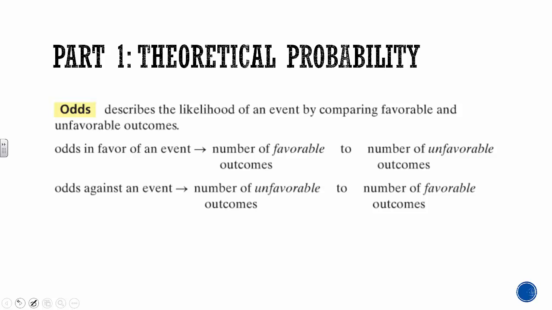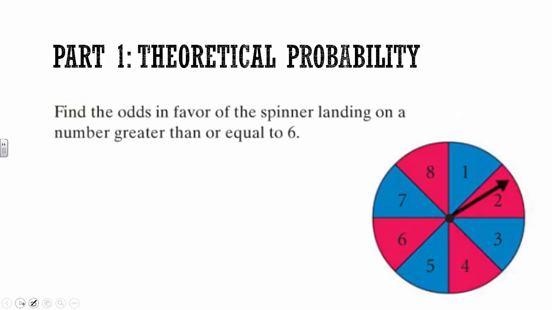I know in the real world we use odds and probability interchangeably, but in math class they are totally different. The odds describe the likelihood of an event by comparing favorable and unfavorable outcomes. Odds in favor of an event are the number of favorable outcomes to the number of unfavorable outcomes, and a lot of times we use colons. Odds against an event are the number of unfavorable outcomes to the number of favorable outcomes. So let's do a problem, and this will make a little more sense.